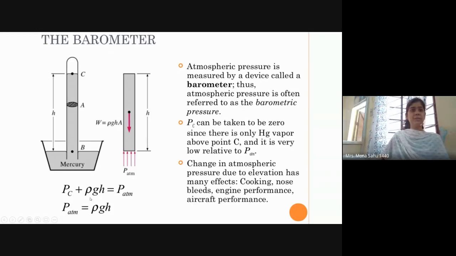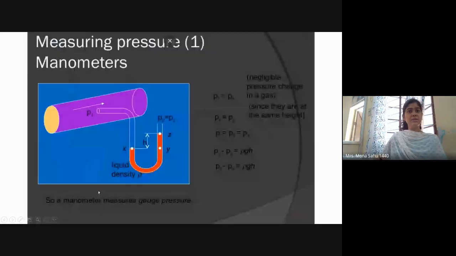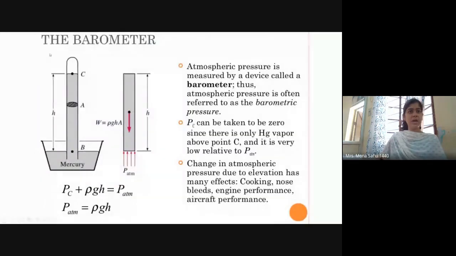PC can be taken to be 0, because there is only vapor above point C and it is very low compared to atmospheric pressure. Obviously the pressure at the top will be lowest and at the bottom it will be high. So what will be the atmospheric pressure? PC plus rho g h, the height h. PC is going to be 0 because it's vacuum pressure.